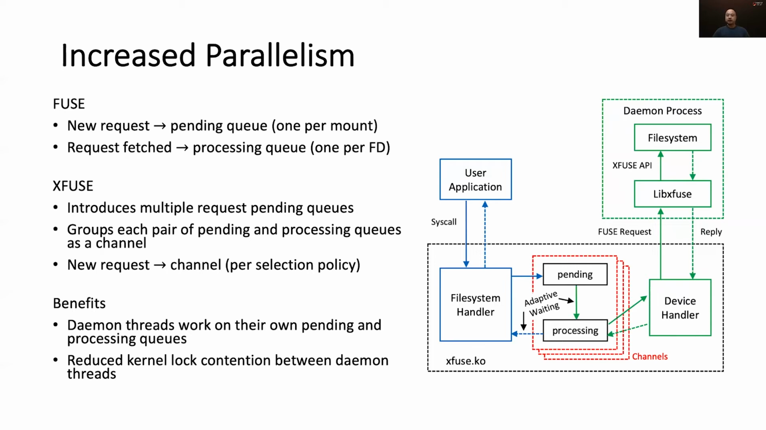When a request is created in XFUSE, the file system handler selects a channel for the request. With channels, a daemon thread works on its own pending and processing queues, and thus reduces kernel lock contention with other daemon threads. In later slides, we will discuss channel selection and the performance gain of increased parallelism.